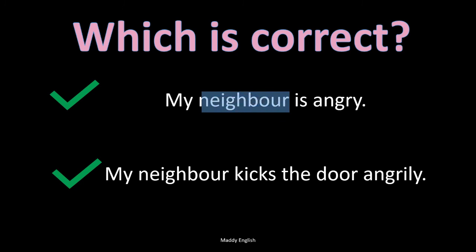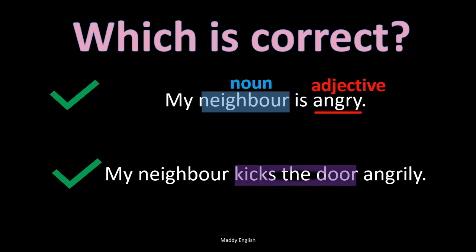Here's the explanation. My neighbor is angry. The noun neighbor has to be described with an adjective, so that makes a correct sentence. Whereas for the second one, kicks the door is the action that needs to be described. To describe a verb, we use an adverb. Got it?